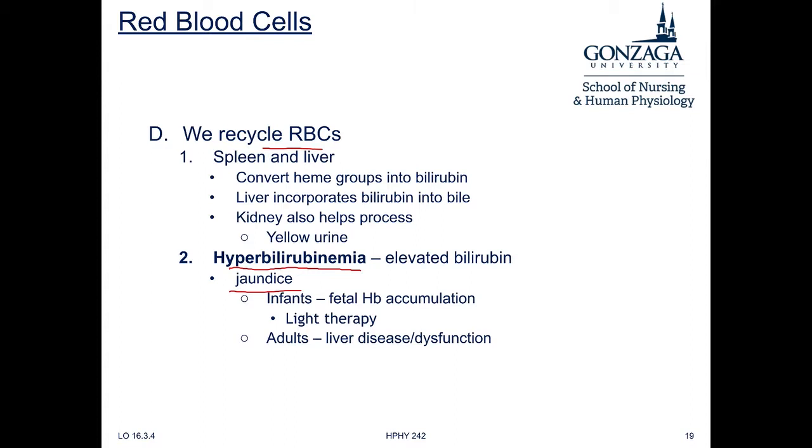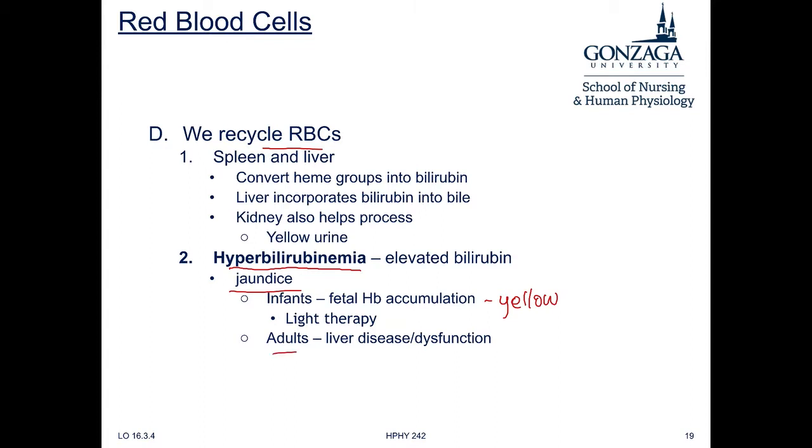In infants, it's actually pretty common because once a baby is born, they go through this process where their fetal hemoglobin is destroyed and recycled. And because their livers may or may not be functioning fully when they're born, that bilirubin can accumulate, and therefore their skin can appear yellow, as well as the whites of their eyes, which can be yellowish in tinge. That's what jaundice is. The good news is it's very easily treatable by a type of light therapy. It just helps break down the bilirubin so that the babies can excrete it.